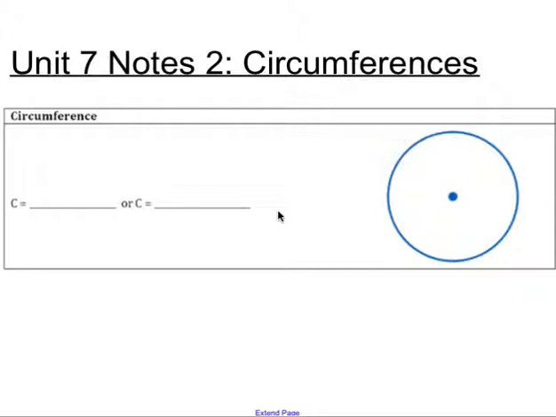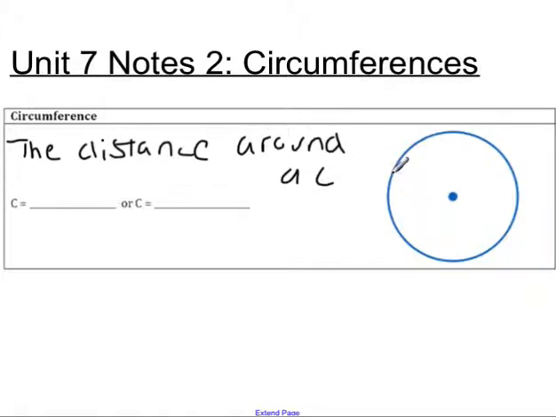So we're talking about circumferences today. So what is a circumference? It's probably something that you've learned about previously in middle school. And so the circumference is the distance around a circle. So we're talking about how long it would take us to go all the way around the circle.